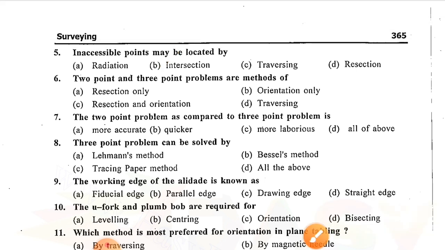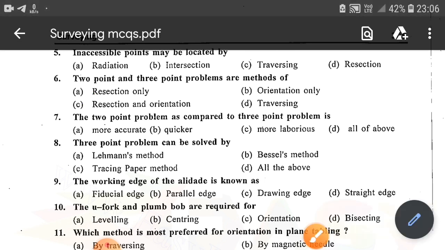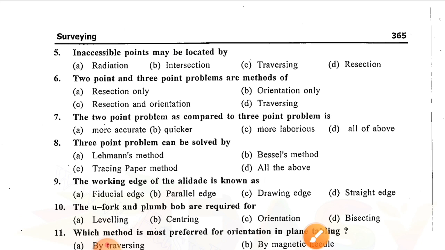Question number 6, 2-point and 3-point problems are methods of. Option C is correct, resection and orientation. Question number 7, the 2-point problem as compared to the 3-point problem is. Option C is correct, more laborious.